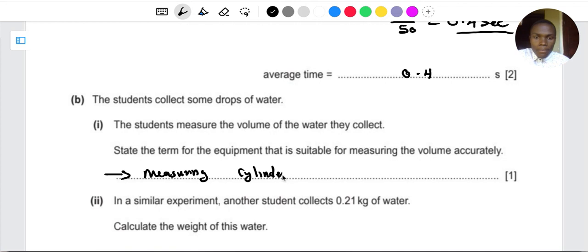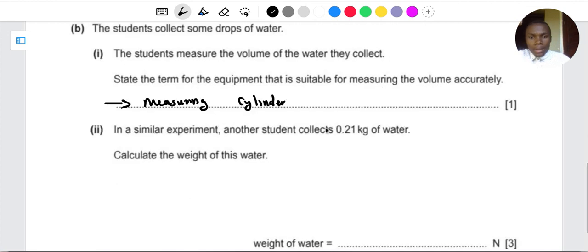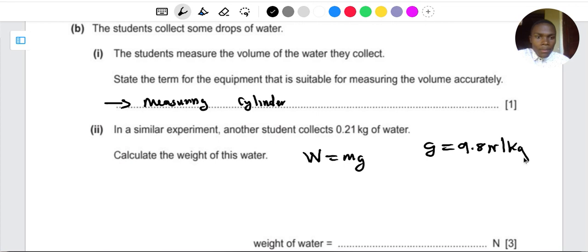Then the last one, it is saying in a similar experiment, another student collects 0.21 kgs of water. Calculate the weight of this water. So here you know to say that weight is equal to mass multiplied by gravity. So gravity here is equal to 9.8 Newton per kg. So just depend on the level that you are doing. So you can get 9.8 or you can get the gravity to be 10 Newton per kg. Okay, so me, I'm just going to use 9.8.